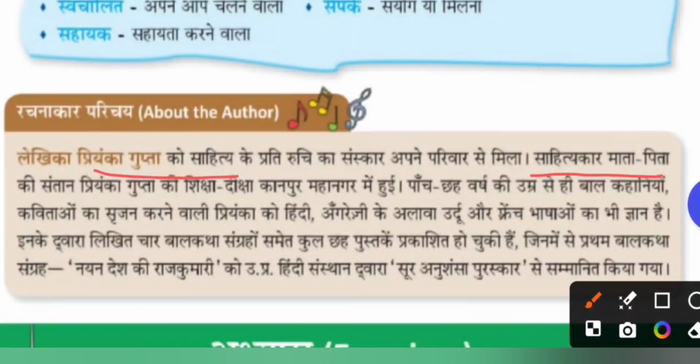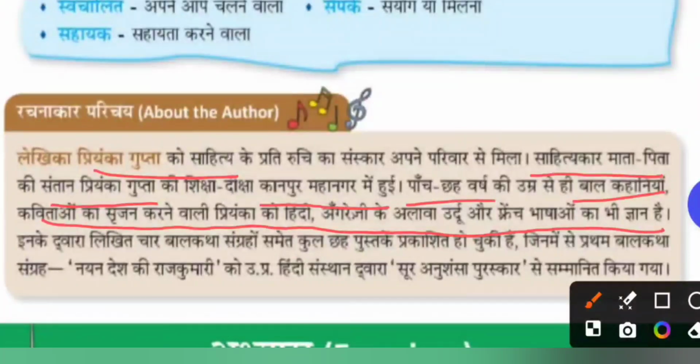साहित्यकार माता पिता के संतान प्रियंका गुप्ता की शिक्षा दीक्षा कानपुर महानगर में हुई. So studied from Kanpur metropolitan city. 5 वर्ष की उम्र, when she was 5 or 6 years old, वह बाल कहानियाँ कविताओं का सृजन करने वाली प्रियंका को हिंदी अंग्रेजी के अलावा उर्दू और फ्रेंच भाषाओं के ज्ञान है. So at the age of 5 and 6 she started to write. सृजन means created. She started to create her writings, stories for children, and she knows Hindi, English, Urdu and French.